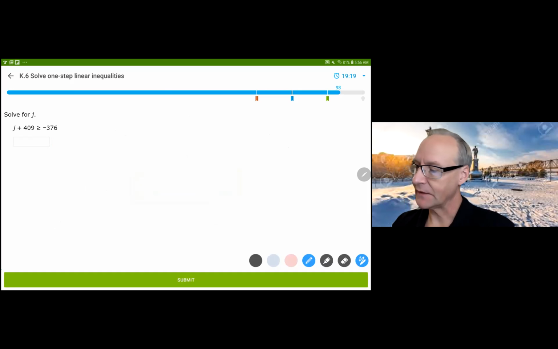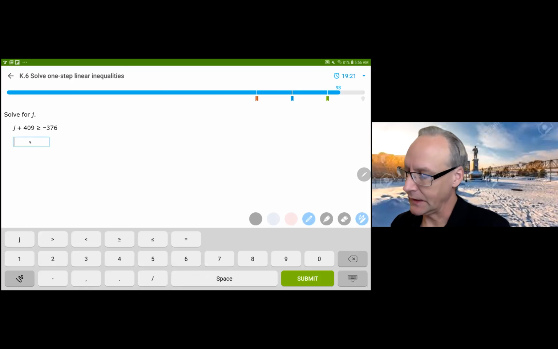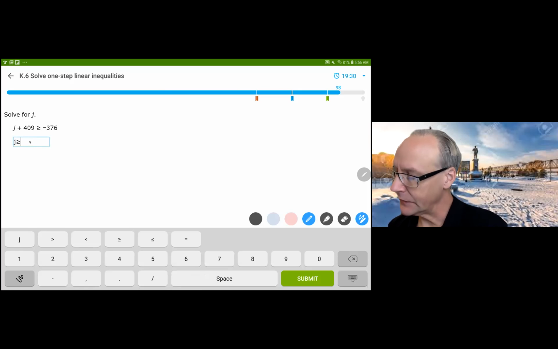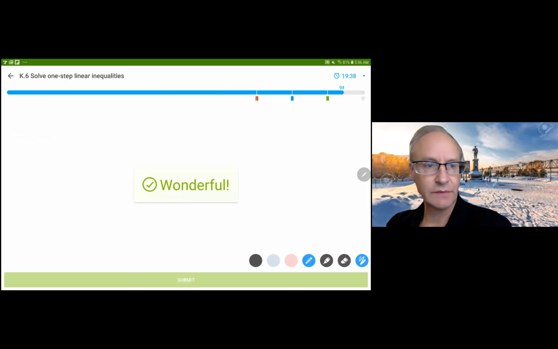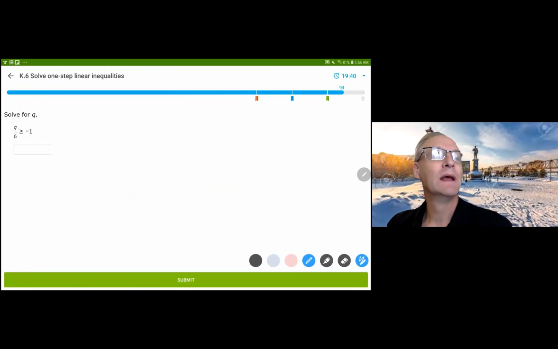All right, I'm going to subtract 409, and I am going to do it in my head. J is greater than or equal to. I'm going to subtract 409, which is really adding it, so it's going to be negative 785. And I'm going to trust myself to do these correctly. I'm going to multiply by 6 on both sides.